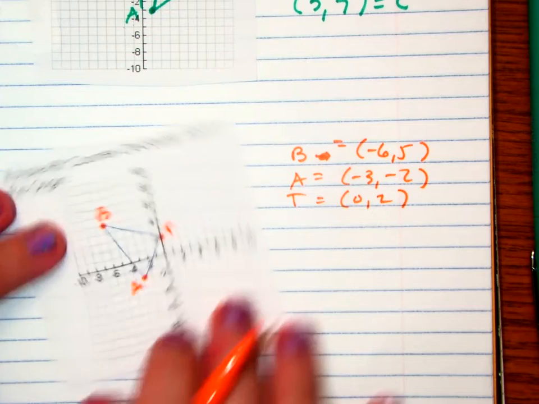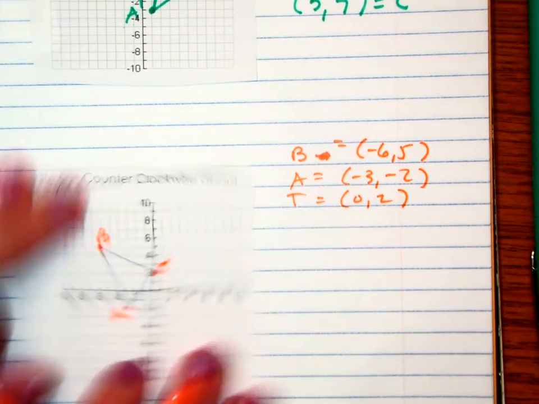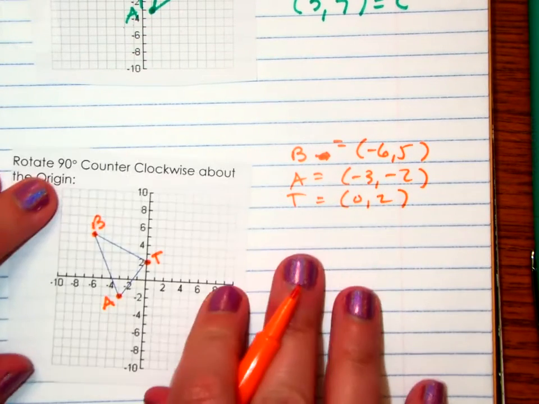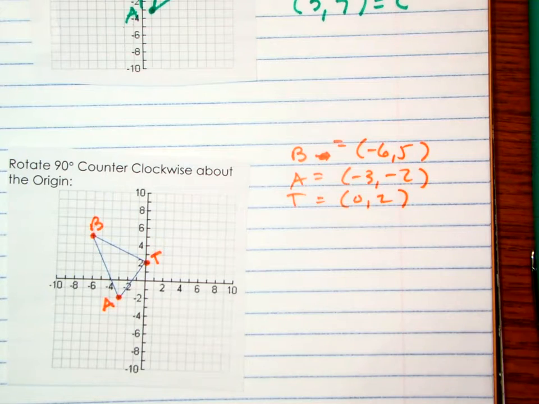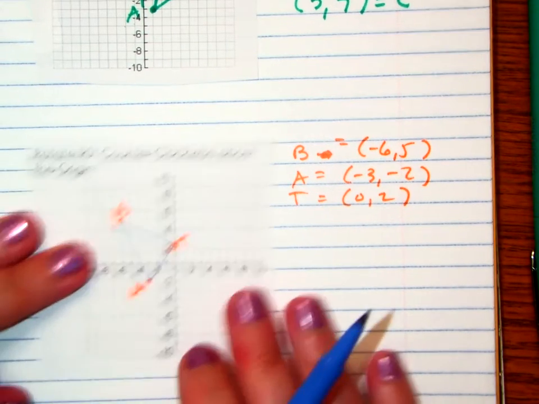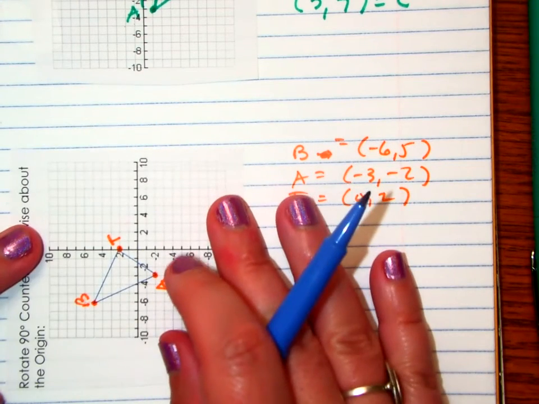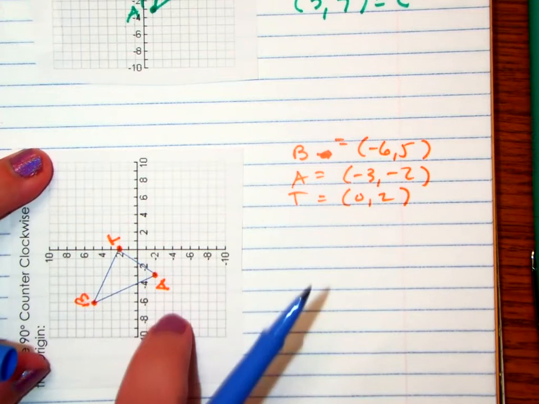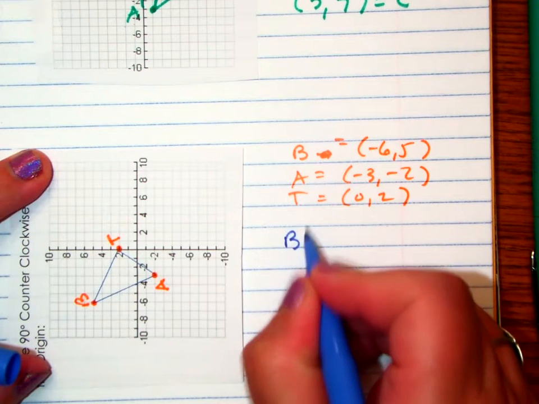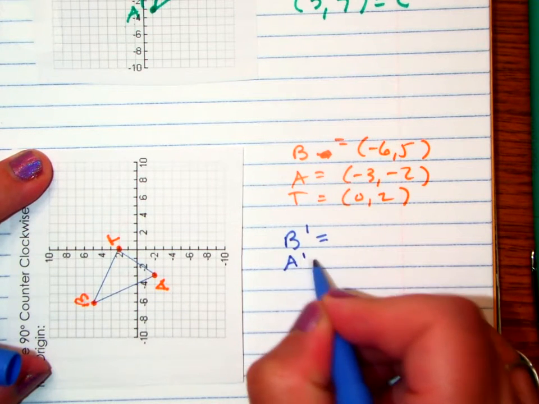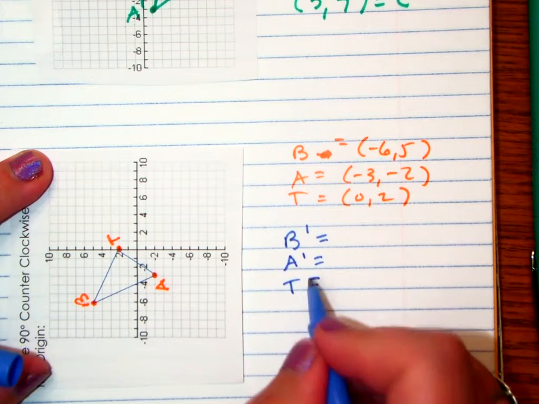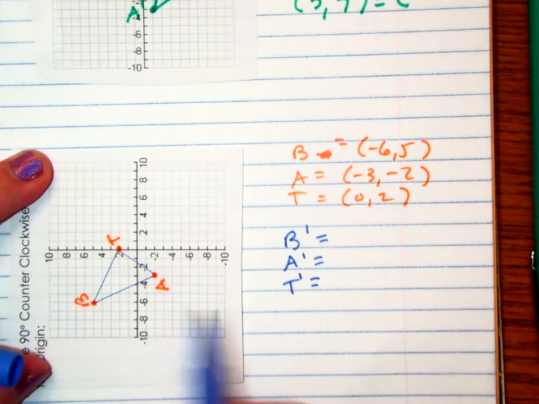Okay, so now we're doing a 90 counter. Instead of going clockwise that way, we're going to go counterclockwise. I'm going to change my color so you can see it. Here I'm going to go 90 degrees counterclockwise, and then I'm going to write my new coordinates over here. Then we'll remind ourselves of the rule when we get the B prime coordinate.